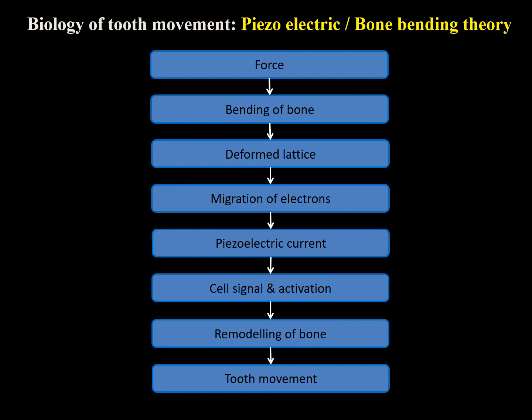So how does the bone bending theory work? When there is a force, there is some amount of bending of the alveolar bone, followed by a deformed lattice, followed by migration of electrons. When there is any migration of electrons, a piezoelectric current is generated, which will signal the cells and activate them, resulting in the remodeling of the bone and eventually leading to movement of the tooth.